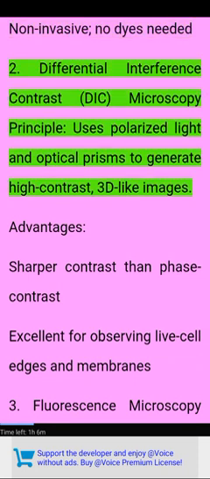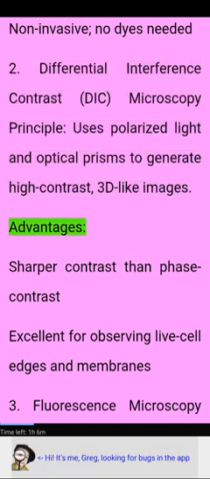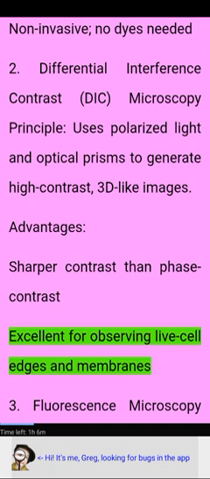2. Differential interference contrast, DIC, microscopy. Principle, uses polarized light and optical prisms to generate high contrast, 3D-like images. Advantages, sharper contrast than phase contrast. Excellent for observing live cell edges and membranes.